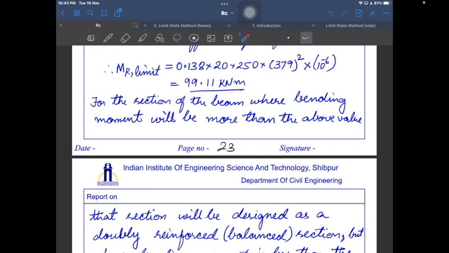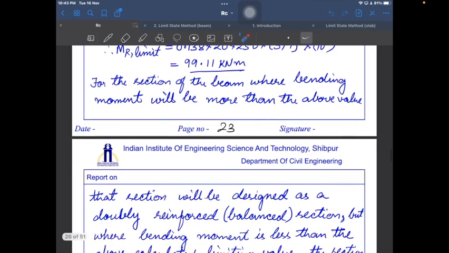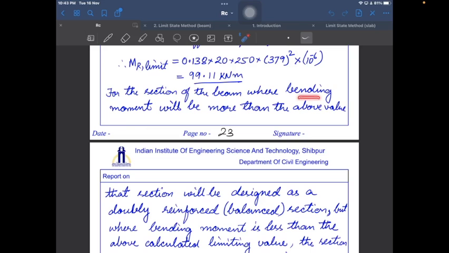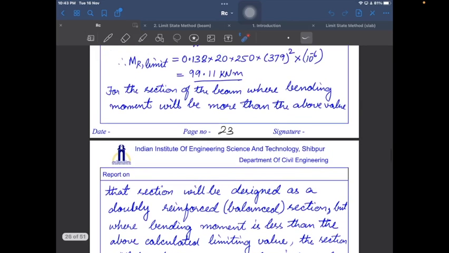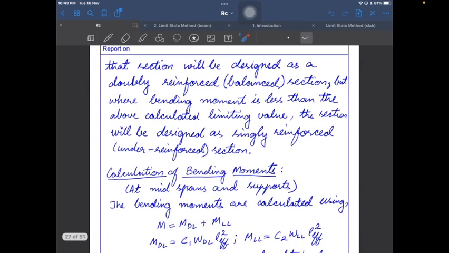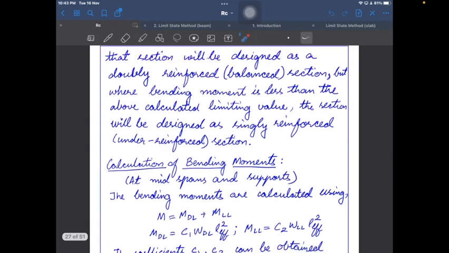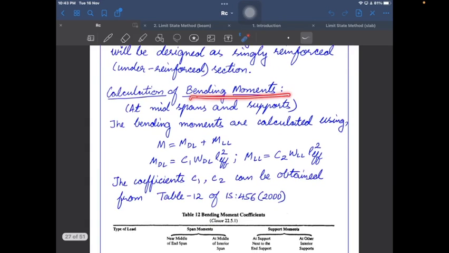MR limiting we calculated here, and if our bending moment is more than this value, then we design it as doubly reinforced. If our bending moment is less than this value, we design it as singly reinforced. I have written down everything here: singly reinforced, under reinforced section. So, calculation of bending moments.